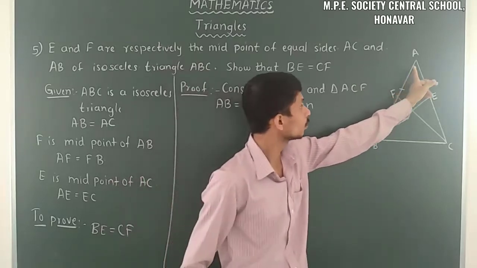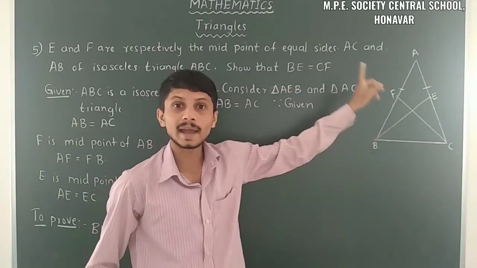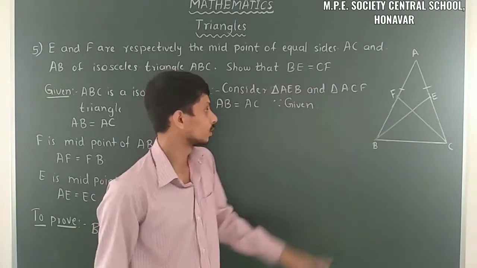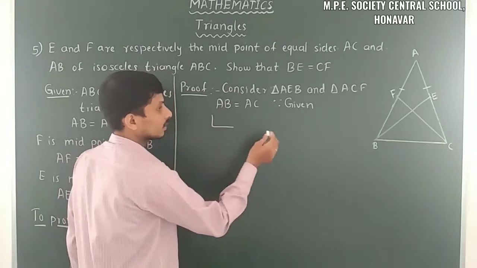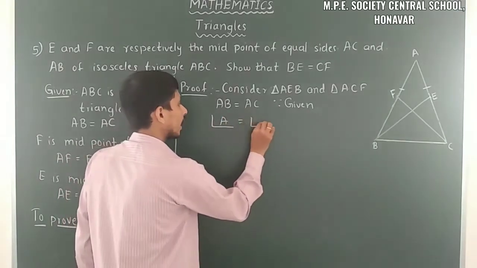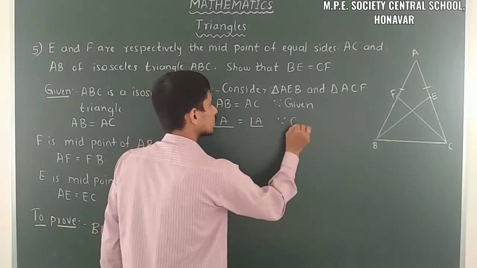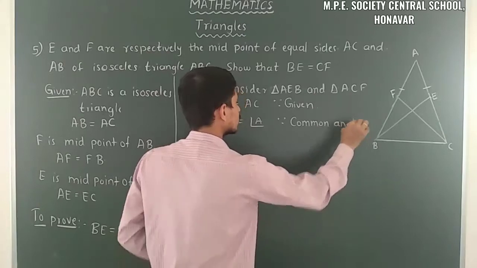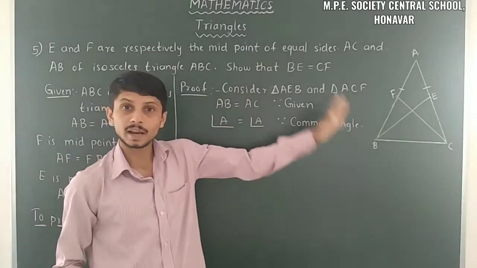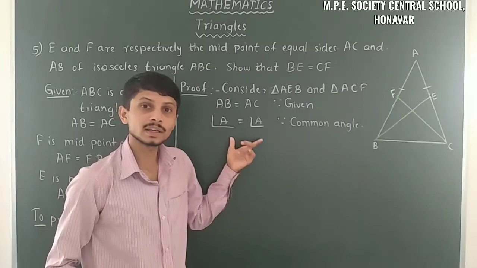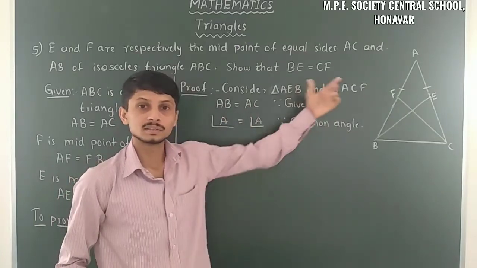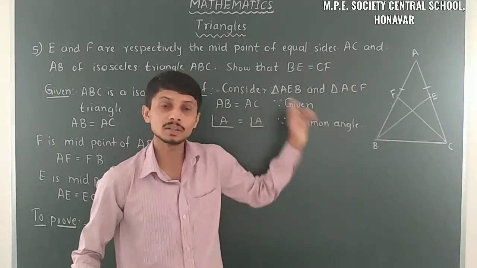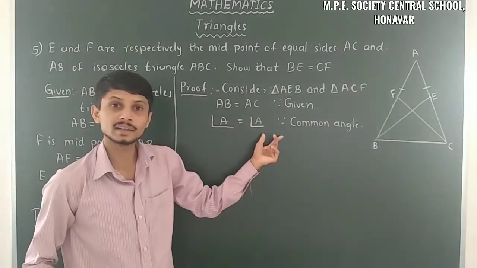That means in both triangles, angle A is the common angle here. So let us take that one. Angle A is equal to angle A, because it's a common angle. When we take the complete angle A, then only we can write it as angle A and here angle A.